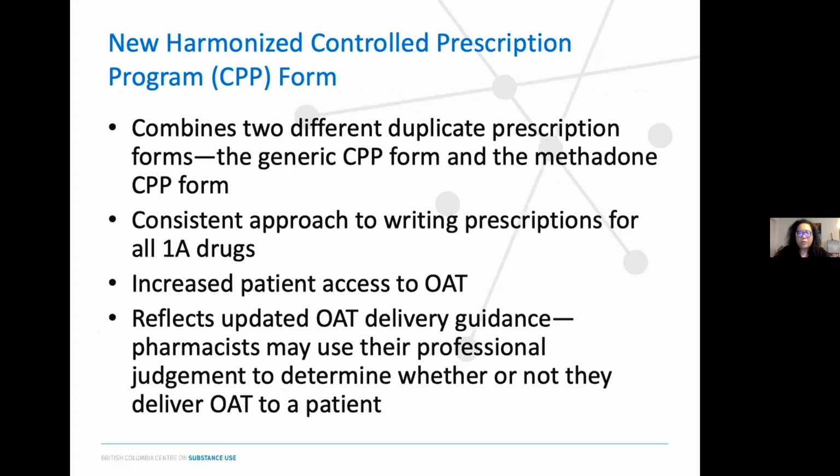And when the other 2 forms are used up, most likely, and a lot of people are actually already using this harmonized form, and it's really a consistent approach to writing not just methadone or not just Kadian, but also other controlled drugs such as fentanyl or other medications that fall under this category 1A drugs in British Columbia. And really, it makes it a lot easier, and it reflects a lot of things on this form that make it easier for decision making for delivery of medications, as an example.